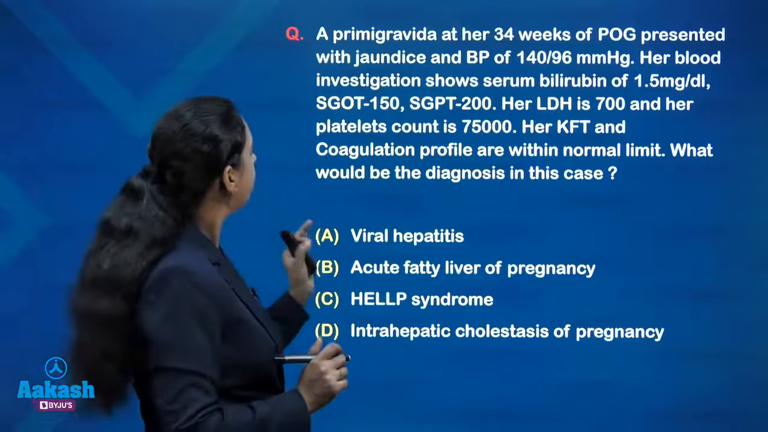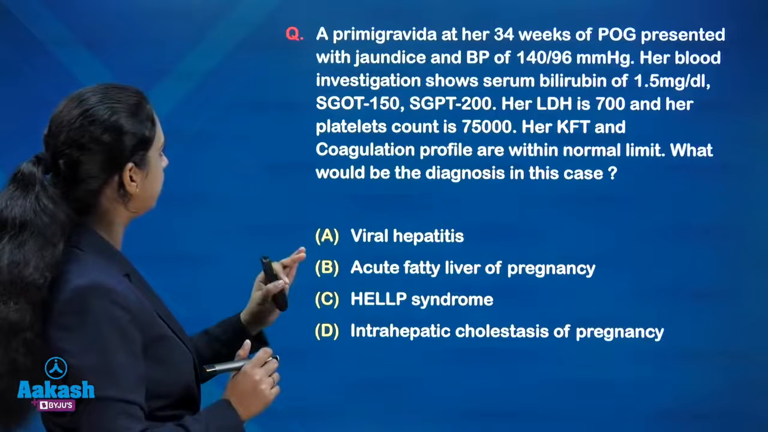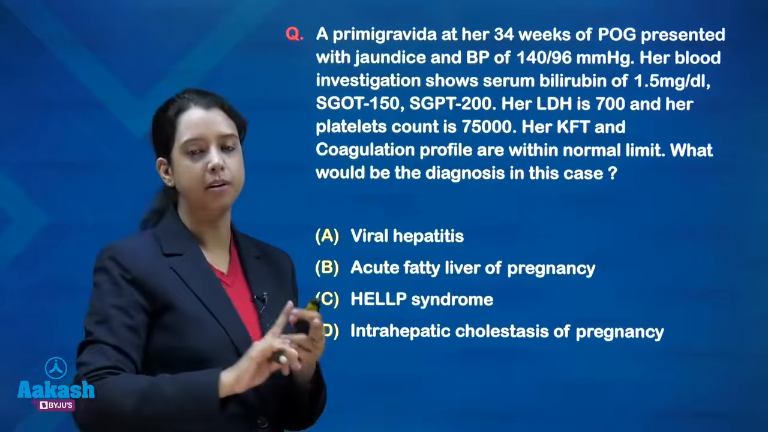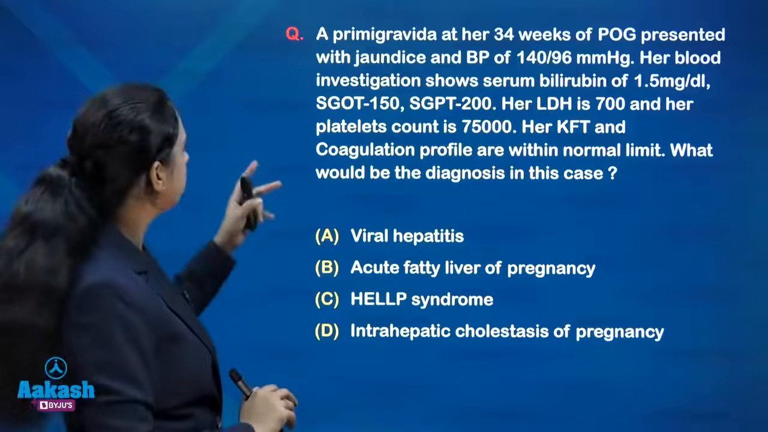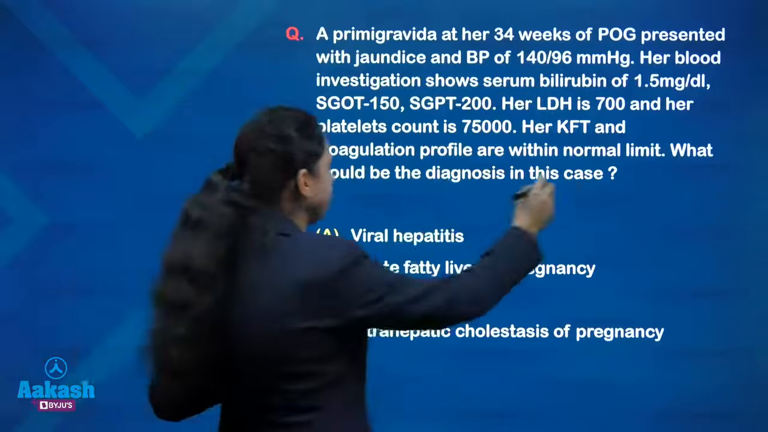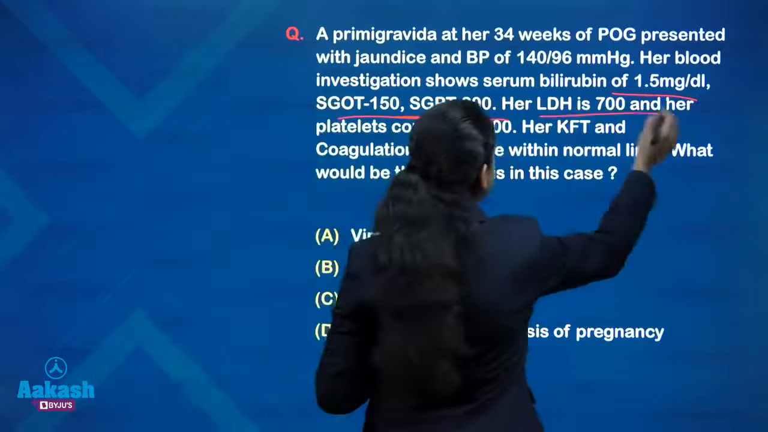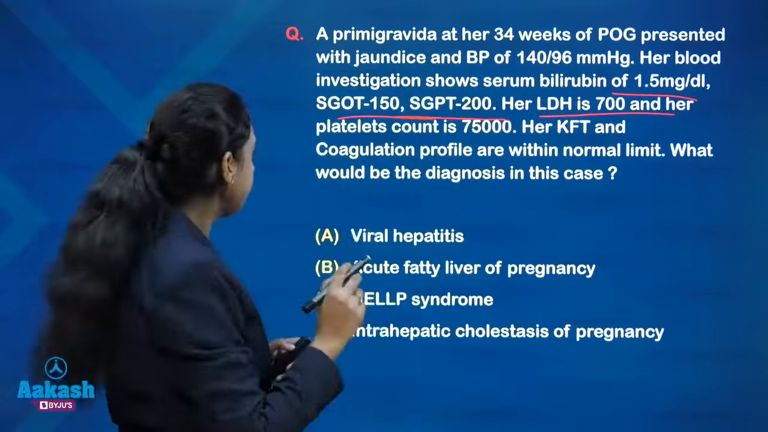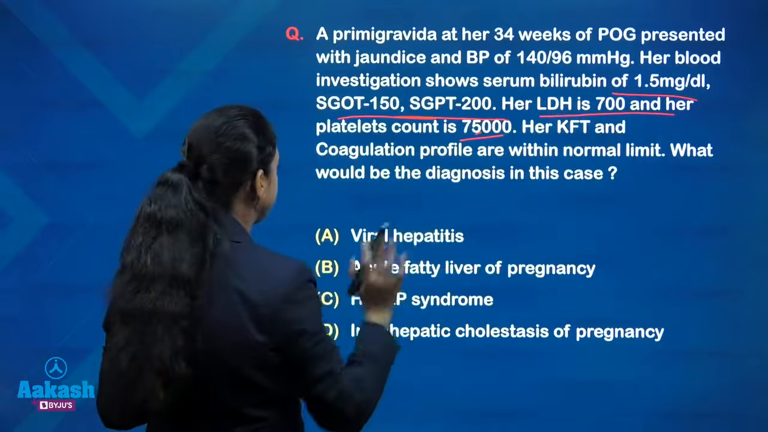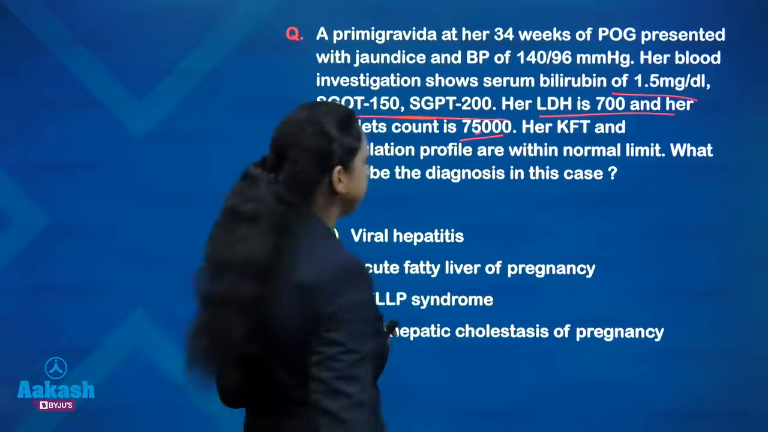Next question. A primigravida at 34 weeks presented with jaundice and BP of 140/90. I told you in medical problems in pregnancy, do read hypertensive disorders and liver disorders. So she has jaundice and BP is high. Her blood investigation shows serum bilirubin is okay, 1.5. SGOT is high, SGPT is high, LDH is high, 70. And her platelet count is also low, 75,000. Her KFT is normal, coagulation is normal. What is your diagnosis? Viral hepatitis, acute fatty liver, HELLP syndrome, intrahepatic cholestasis of pregnancy.